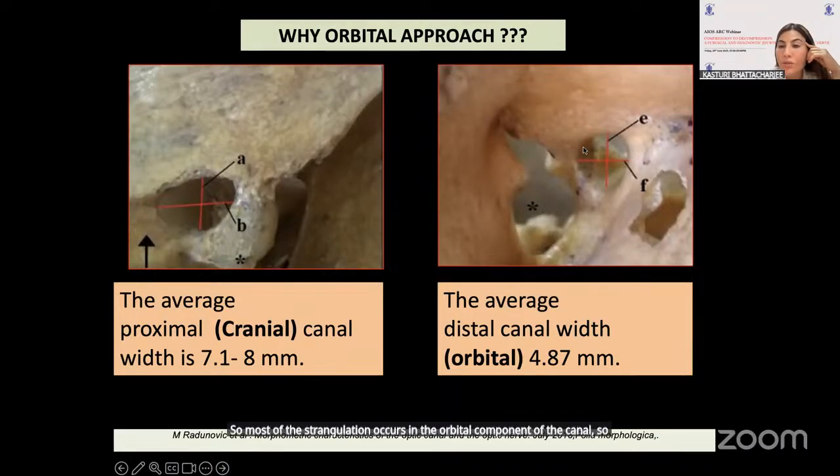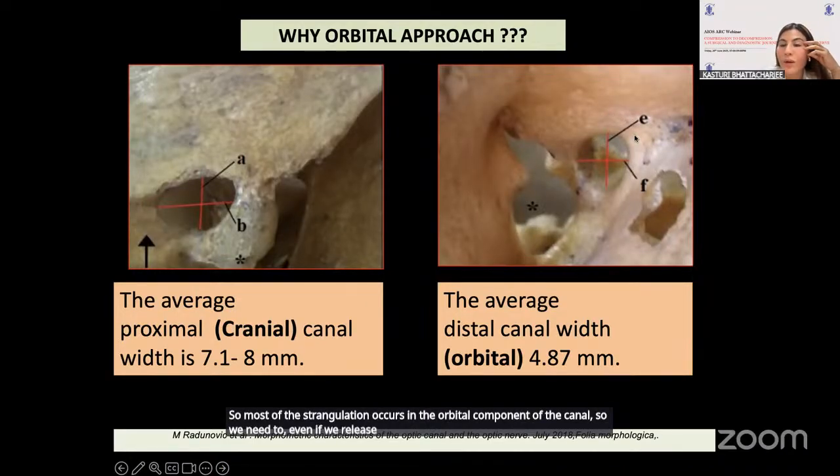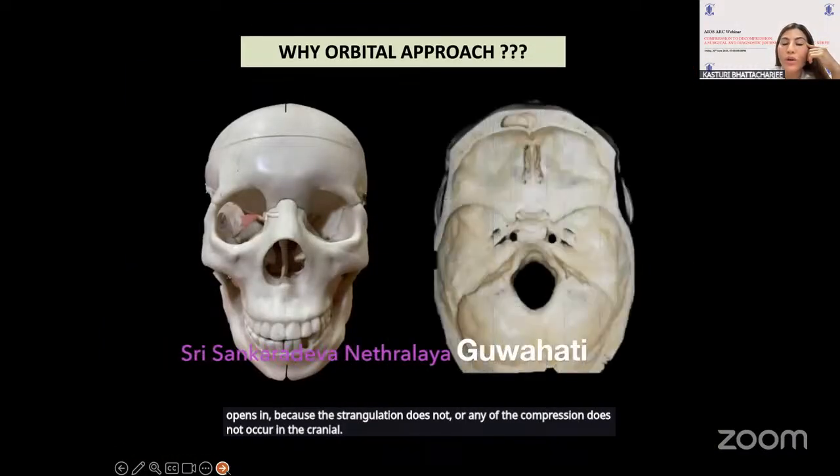So even if we release this orbital part, the whole of the canal opens, because the strangulation, or any of the compression, does not occur in the cranial part, it is more in the orbital part.